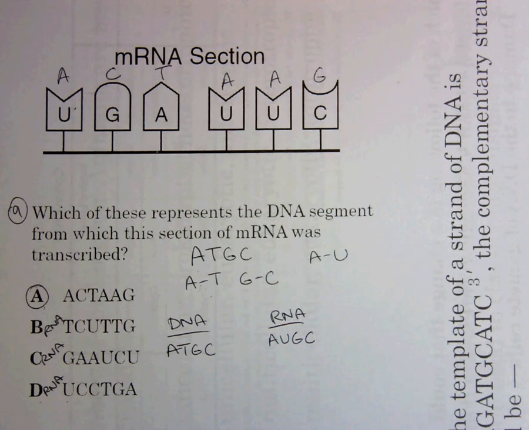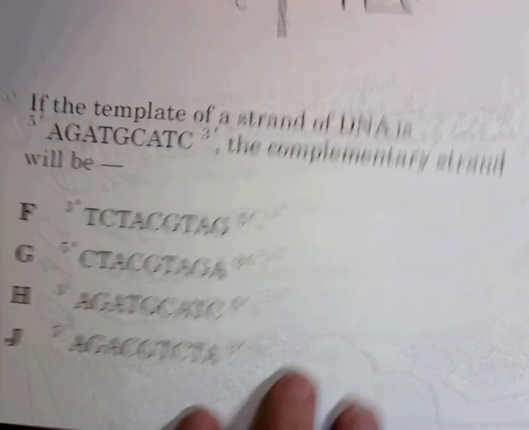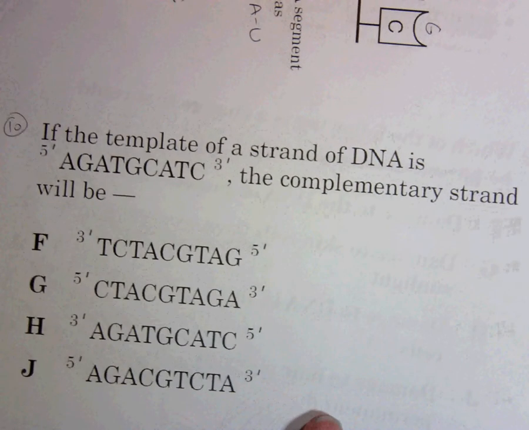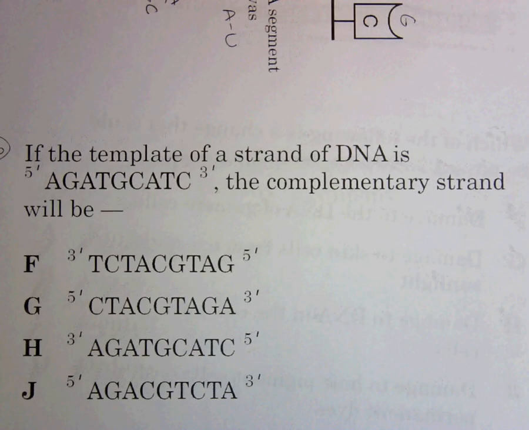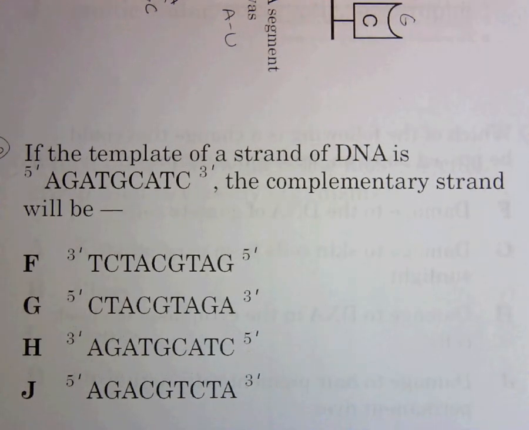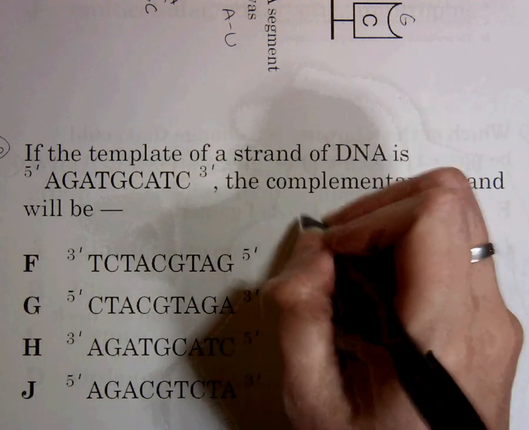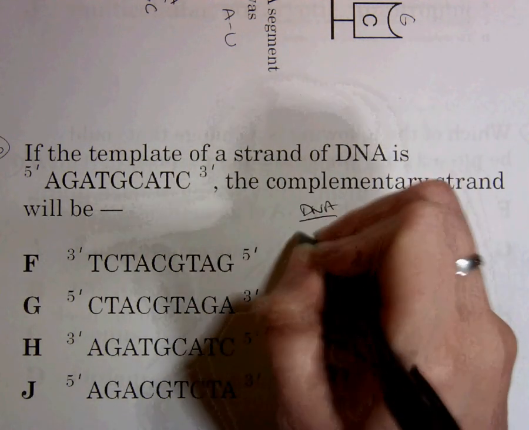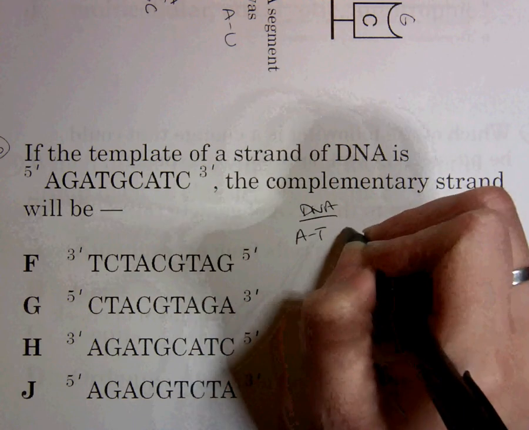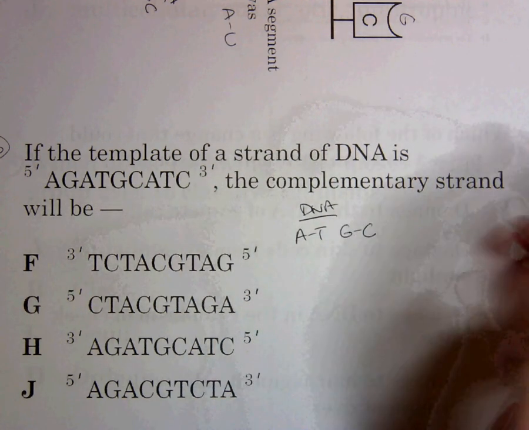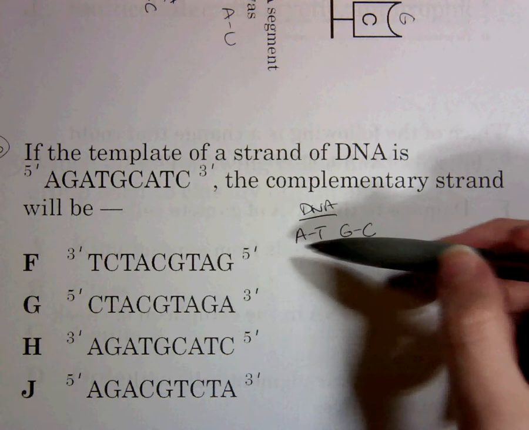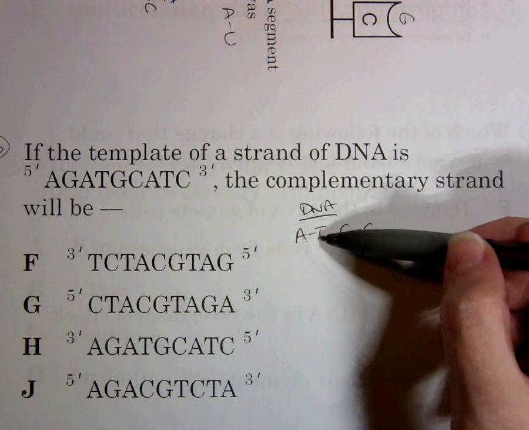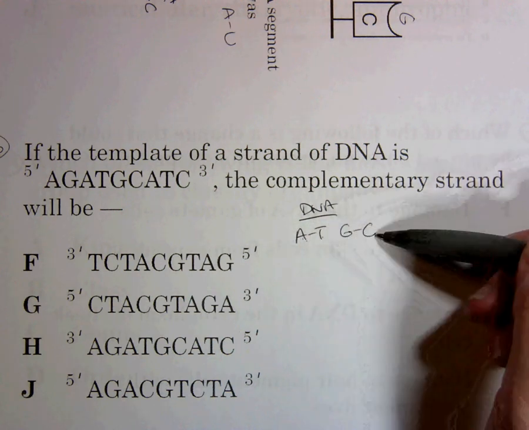Now let's look at number 10, which is a similar question. Again, we're coming up with a complementary strand, but we're coming up with complementary DNA. So in DNA, A's pair with T's and G's pair with C. Now, one of the ways I remember this is AT Arlington, Texas, and GC Go Cowboys.